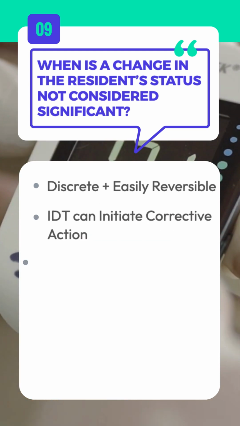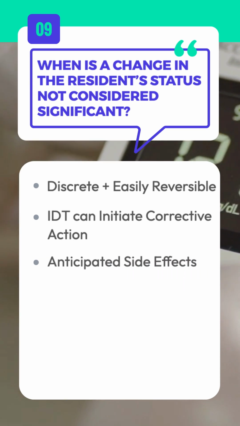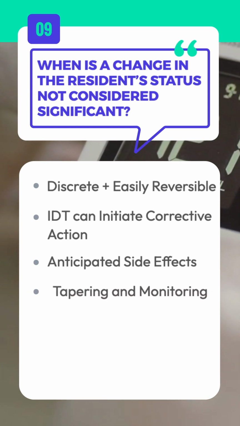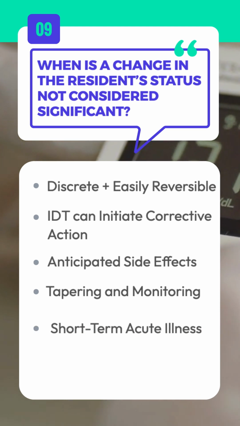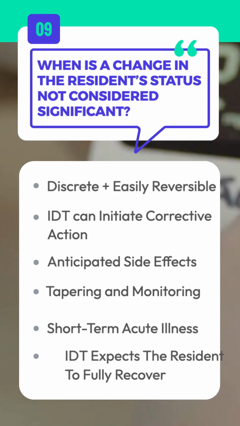For example, anticipated side effect of introducing a psychoactive medication while attempting to establish a clinically effective dose level. Tapering and monitoring of dosage would not require a SIG change. Short-term acute illness, such as a mild fever secondary to a cold from which the IDT expects the resident to fully recover.